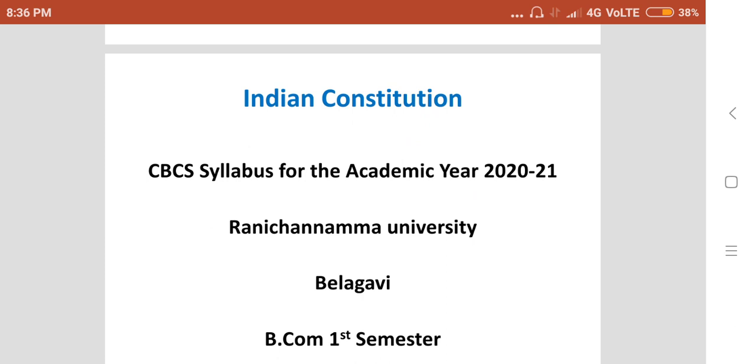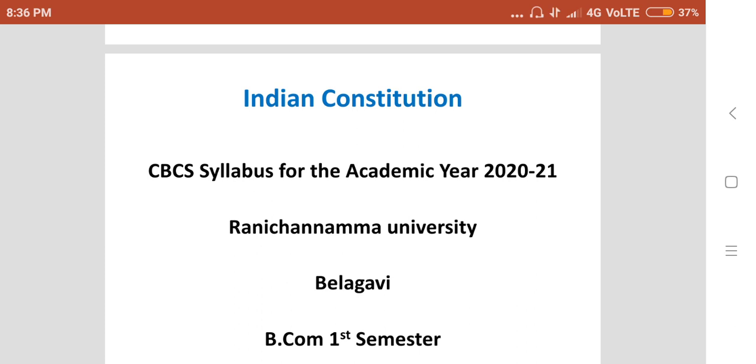So, Indian Constitution, the subject which is prescribed for first semester students in a new system, that is CBCS syllabus for the academic year 2020 and 21 by Rani Channamma University, Belagavi.